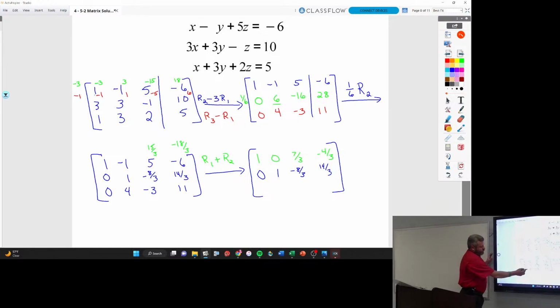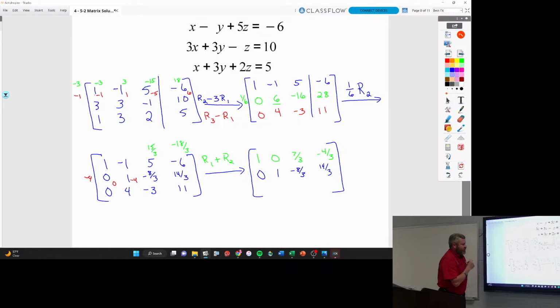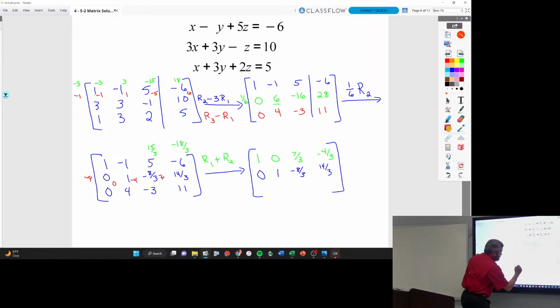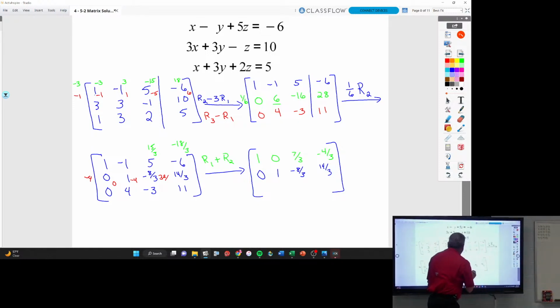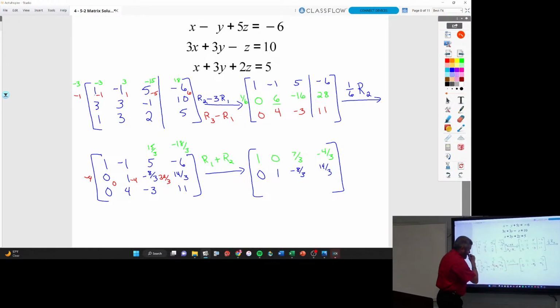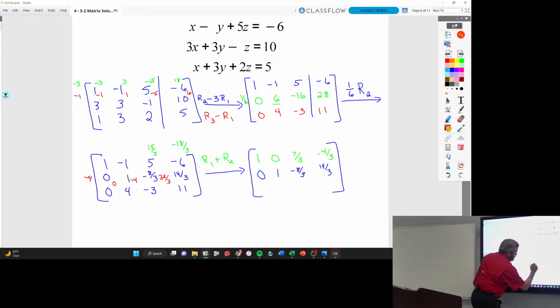And I want to get rid of this 4 in row 3. So to get rid of the 4, I need a negative 4. So if I took row 2 and multiplied it by negative 4, negative 4 times 0 is 0. Negative 4 times 1 is negative 4. Negative 4 times negative 8 thirds would be a positive 32 thirds. And negative 4 times 14 thirds would be negative 56 thirds.